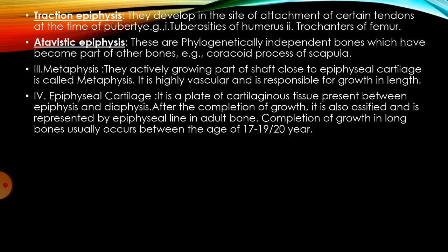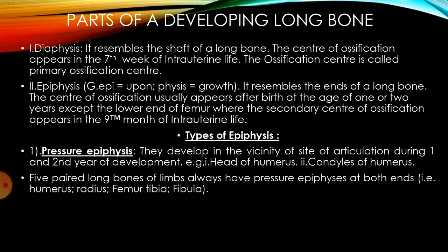Now let's discuss it. Okay, so pressure epiphysis, they develop in the vicinity of the site of articulation during the first and second year of development. For example, the head of humerus and condyles of humerus. So these are those parts of the long bone that are basically taking part in the formation of a joint. Head of humerus takes part in the formation of the shoulder joint, and condyles of humerus take part in the formation of your elbow joint. So these are the pressure epiphysis and weight bearing parts of the long bones.